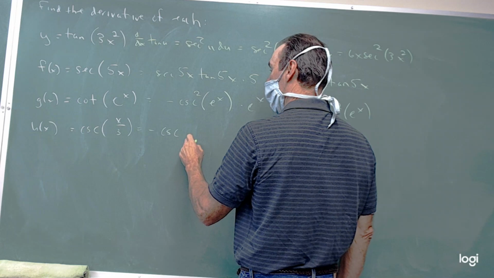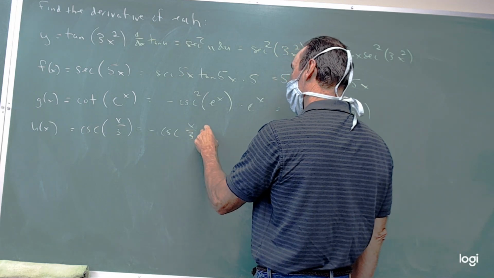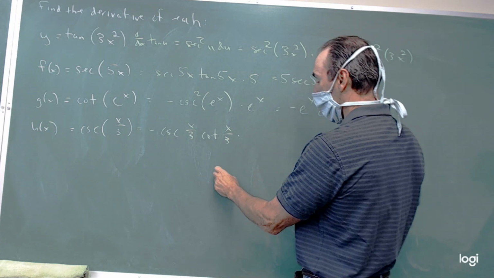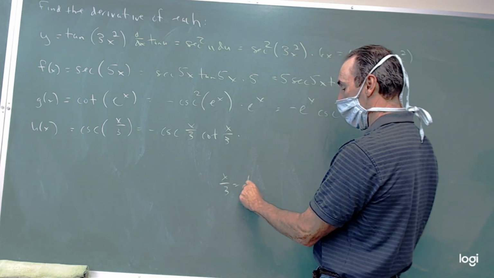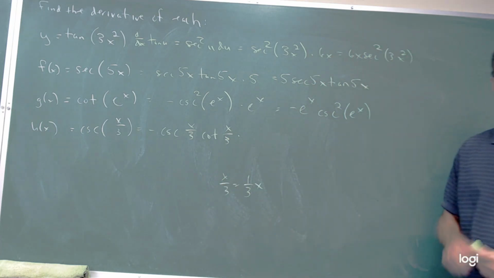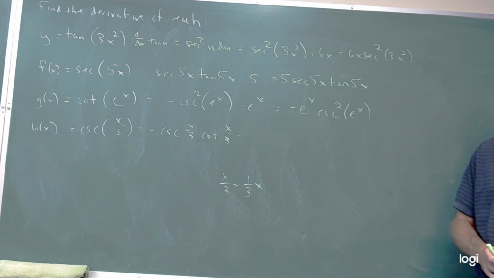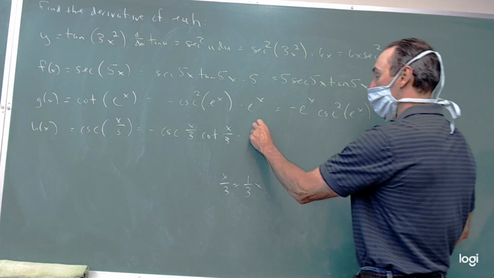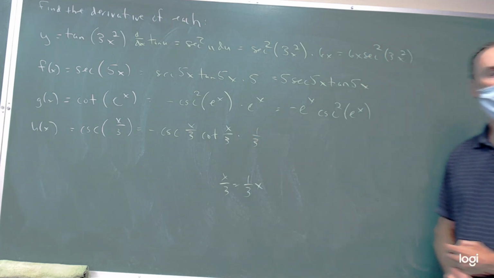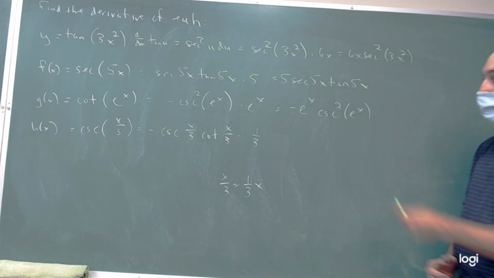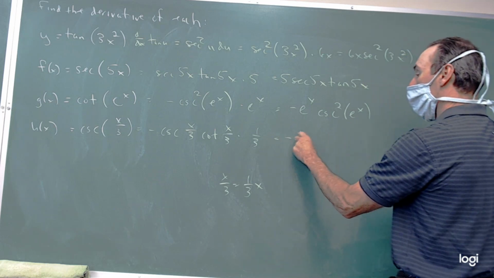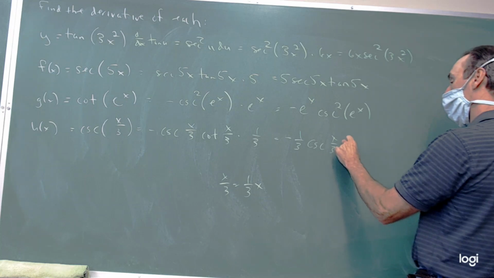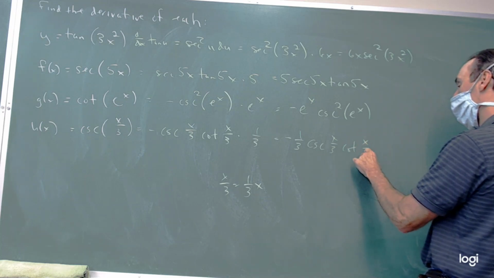So you get a negative cosecant x over 3, cotangent x over 3. The derivative of x over 3, we want to be able to see that as just the constant 1/3 times x. And so the derivative of a number times x is going to be just that constant. It's just a 1/3. And again, we'll bring it out in front, so it'll be a negative 1/3 cosecant of x over 3 cotangent of x over 3.